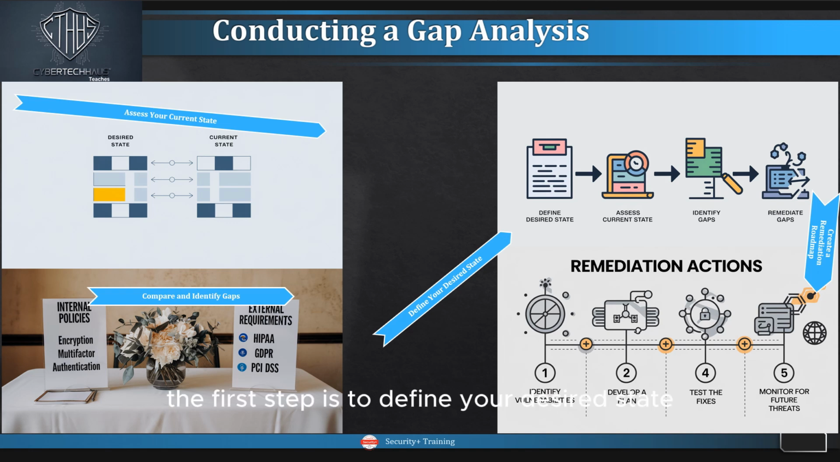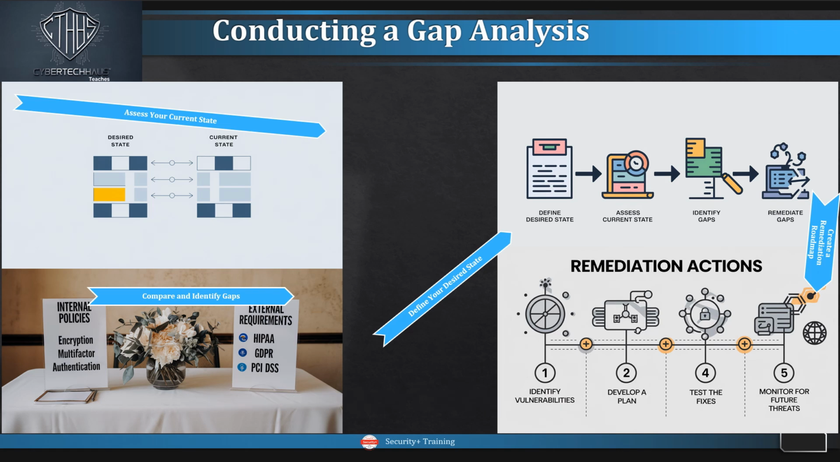The first step is to define your desired state. First, think about your desired security state. This is your goal, the level of security you want to achieve. To define this state, consider internal policies and external requirements. Internal policies. Your organization might have rules like encrypting data or using multi-factor authentication to secure access. External requirements. Some laws and standards set security requirements depending on your industry.